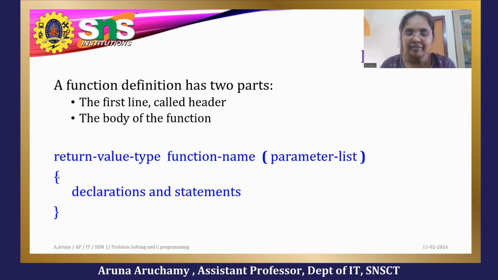After defining that, the function body starts and ends with curly braces. Inside the curly braces we have the declaration and the body of the statements. The declaration may be of two types: either local or global. Global means we define it before the main function, which is called a global declaration. Inside the main, it is called a local declaration. This is how we define a function in the C language.